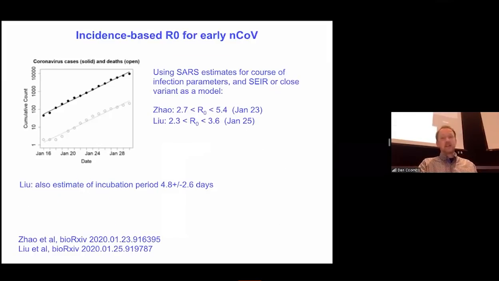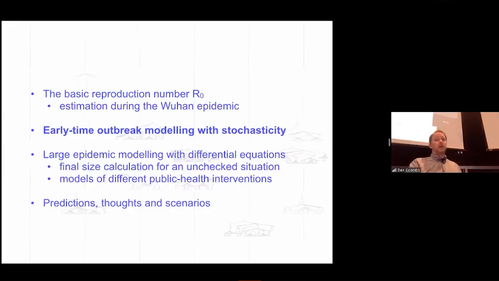So armed with that data and that method, two groups in China in the 3rd or 4th week of January did preliminary estimates of R0, and they found quite wide ranges between 2.3 on the low side and 5.4 on the higher side. One of the groups also estimated the incubation period to be on the order of 5 days, which was in line with SARS. Okay, so using mathematical theory, we can take epidemiological data and calculate the basic reproduction number for the epidemic.